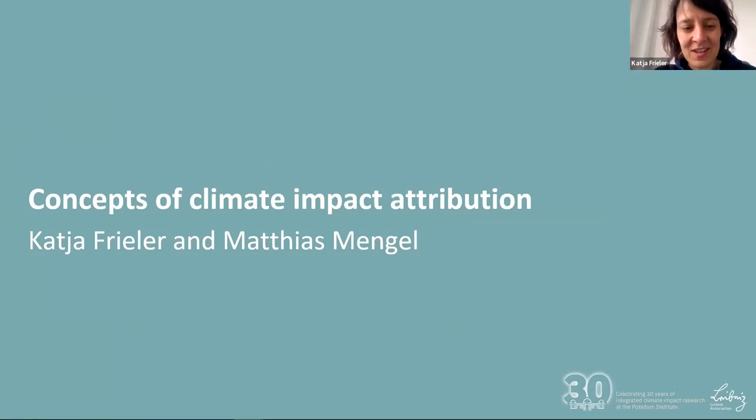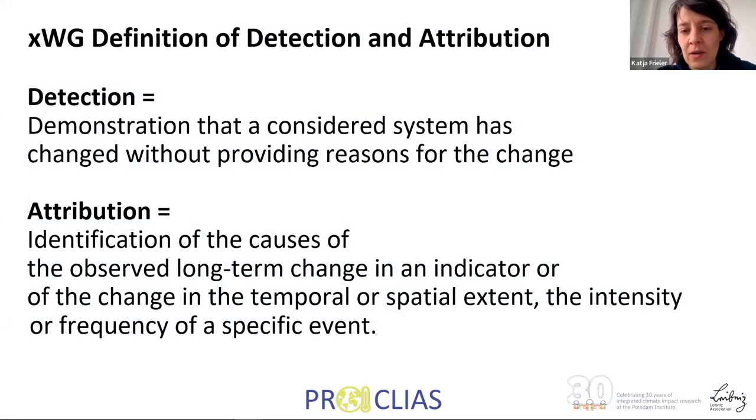Thank you, Veronika. I would like to start the presentation on climate impact attribution with a somewhat broader perspective on attribution in general, because it's a topic in all three working groups of the IPCC, and there's a cross-working group box, which appears, for example, in chapter 1 of the working group 2 contribution to the AR6. It includes a general definition where detection is defined as the demonstration that a considered system has changed without providing reasons for the change. And attribution is defined as the identification of the causes of observed long-term changes in an indicator, or of the change in the temporal or spatial extent or the intensity or frequency of a specific event.